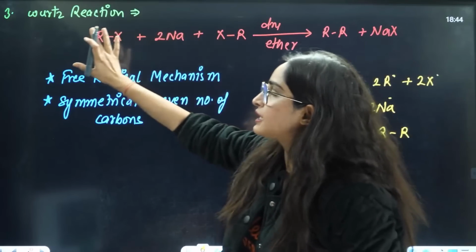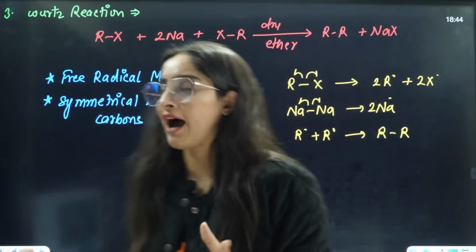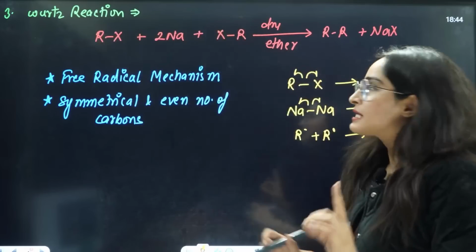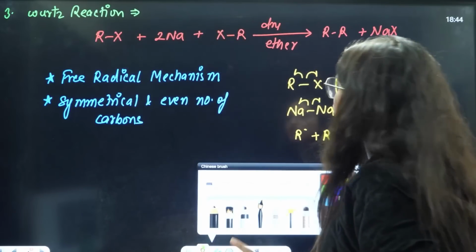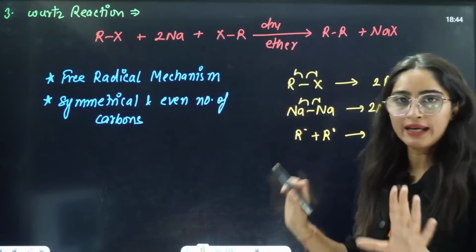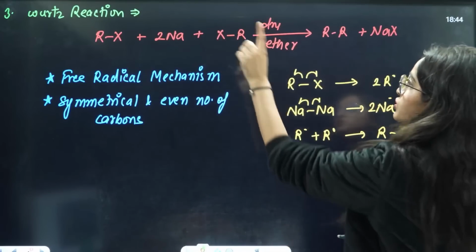So now let us see the Wurtz reaction. In Wurtz reaction, basically, you have alkyl halide, right? And you are using sodium metal here in the presence of dry ether. First question that can be asked is, why have you used sodium?